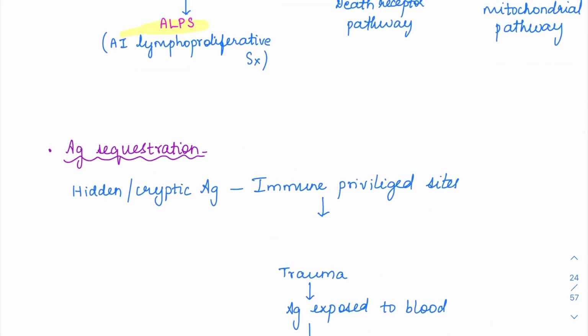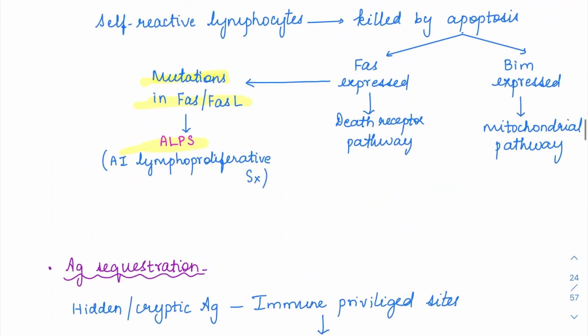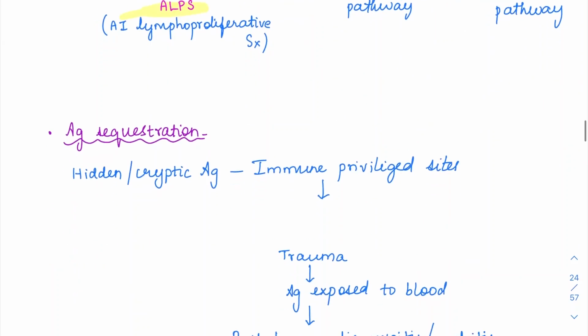So we have three syndromes already. The AIRE gene, which was central tolerance, right? AIRE gene mutation will result in autoimmune polyendocrinopathy. FOXP3, which is Treg-related, mutation is going to result in the IPEX syndrome. Then we had ALPS. Here ALPS is because of mutation in the Fas ligand.